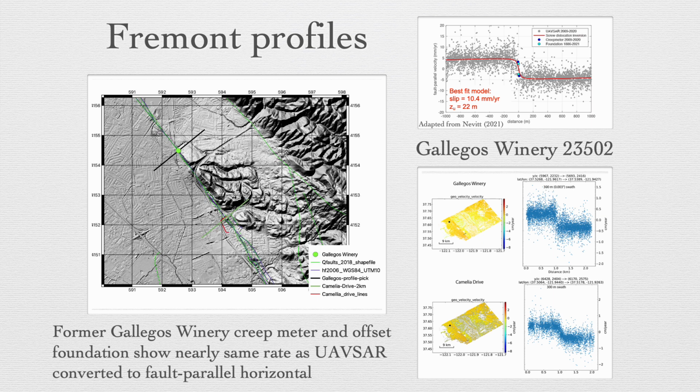So in this location, we believe that either the strain is occurring over a 300 meter width, or the upper part of the fault is locked and it's being elastically strained. Further modeling will try to determine which is the case.